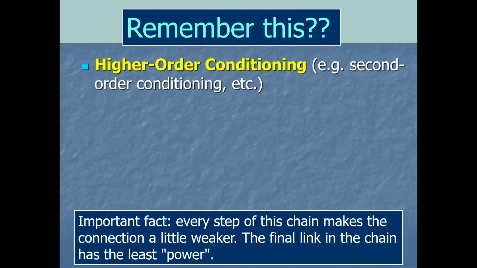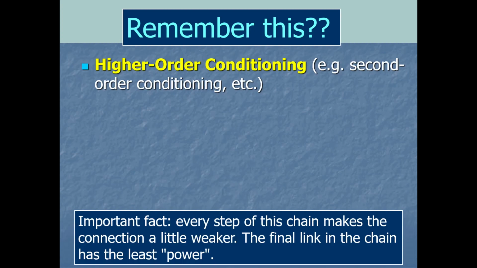And at the time, I pointed out something really important. Every step of the chain in higher order conditioning makes the connection a little weaker, meaning that Pavlov's dogs might end up drooling to a purple light, but not as much as they drool to the metronome, and certainly not as much as they drool to the meat itself. And if we then pair the purple light with a triangle shape, yeah, they may eventually start drooling a bit to the triangle shape, but not very much, right?